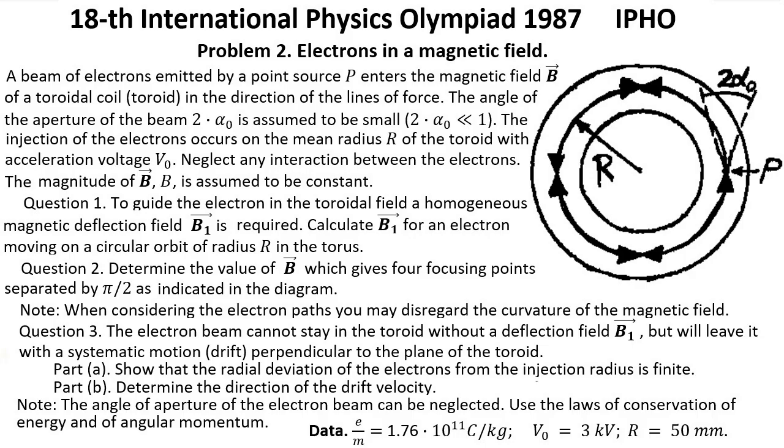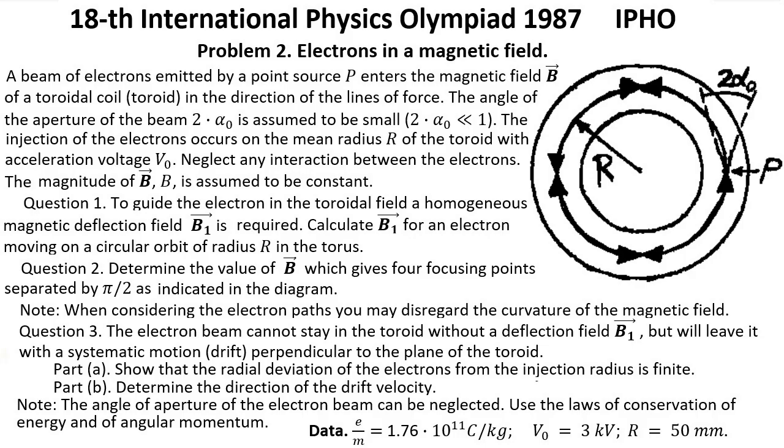The injection of the electrons occurs on the mean radius R of the toroid with acceleration voltage V0. Neglect any interaction between the electrons. The magnitude of vector B is assumed to be constant.